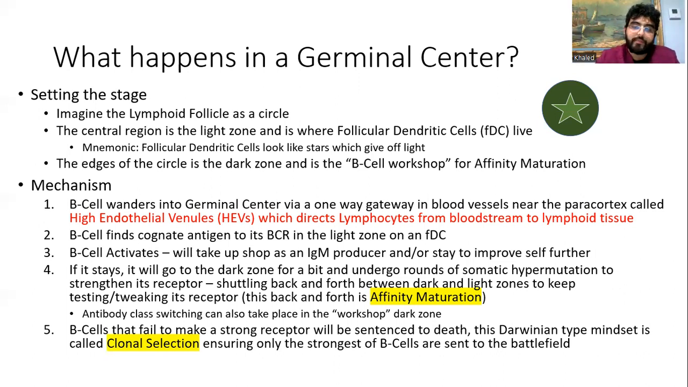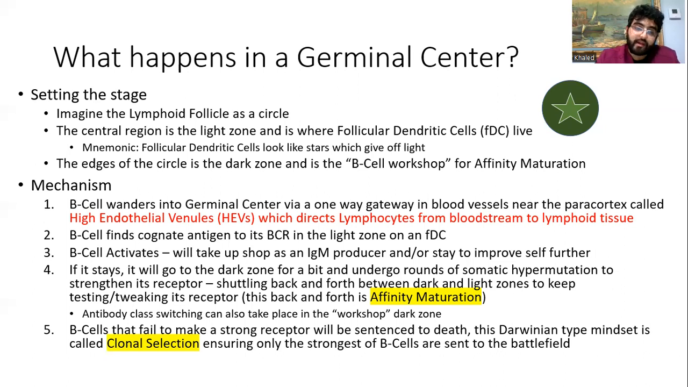The B cell will activate, and it will take up shop as an IgM producer after going through some additional processes, which we'll talk about, or it will go through the processes that we're about to talk about and then isotype switch, which means it will change from its default IgM producing form into an IgG, A, or E producing form. And we discussed all those previously.